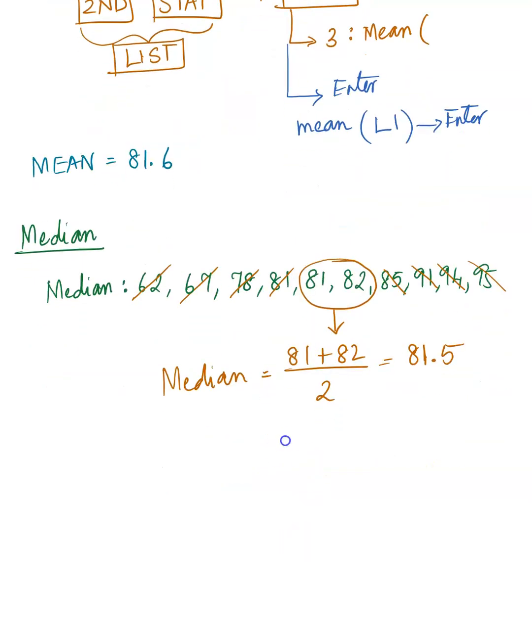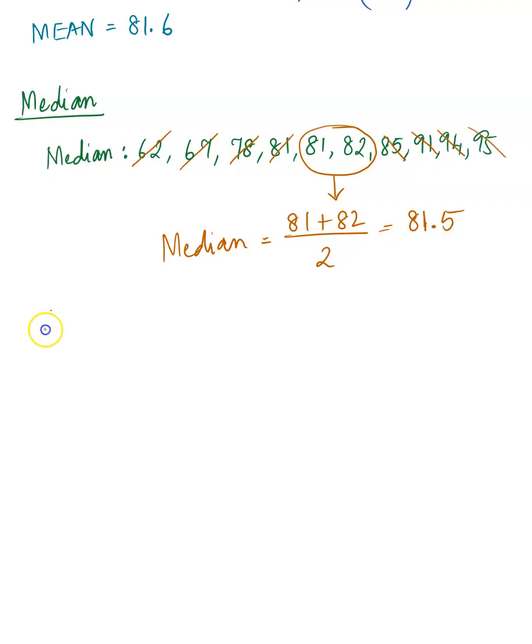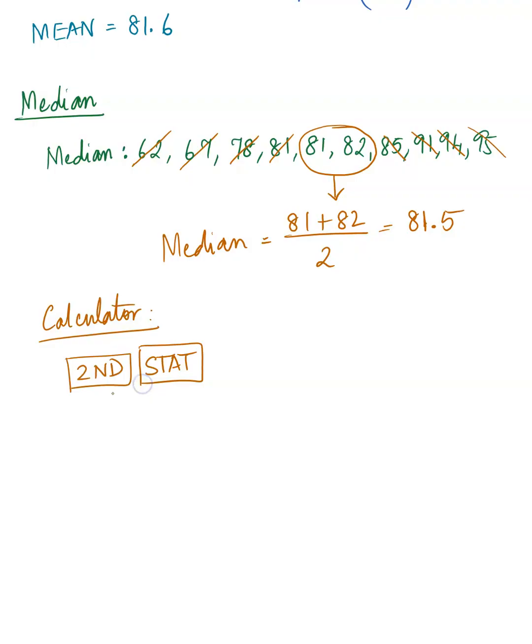Okay. Now let's go to the calculator. And it's the same process. You already have L1, right? So it's entered, L1 is entered already. So I'm going to ask you to go to second stat. If it's a fresh list, you have to enter the fresh list, of course, you know that. But because we're using the same L1, you go to second stat, go across to math. And then this time you're going to choose the fourth menu, 4, which is for median.